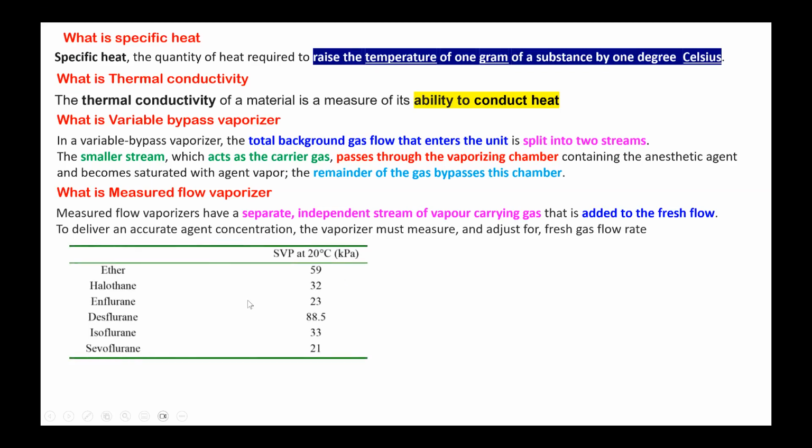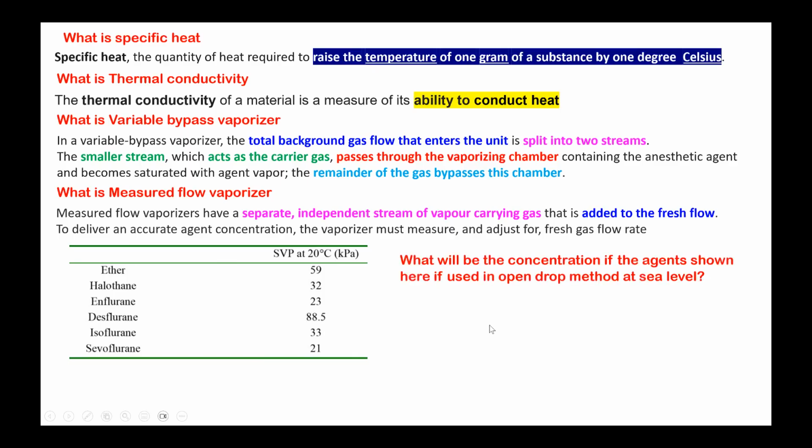So these are all the saturated vapor pressures of various anesthetic agents. Ether 59, halothane 32, isoflurane 33. Desflurane has the highest saturated vapor pressure, and that is the reason why it cannot be used in the normal vaporizer like your sevoflurane. Sevoflurane 21, isoflurane 33. And what will be the concentration of the agent shown here if used in open drop method at sea level?